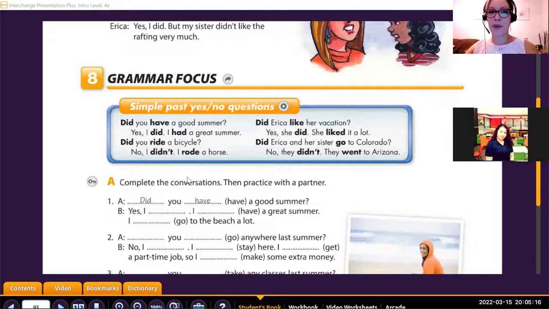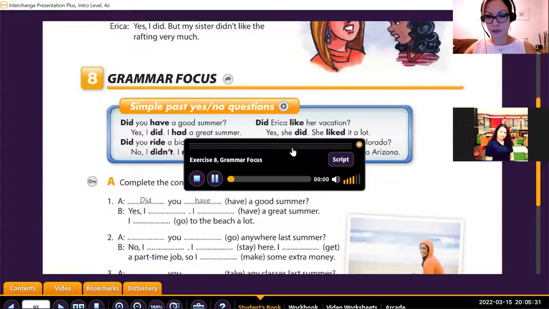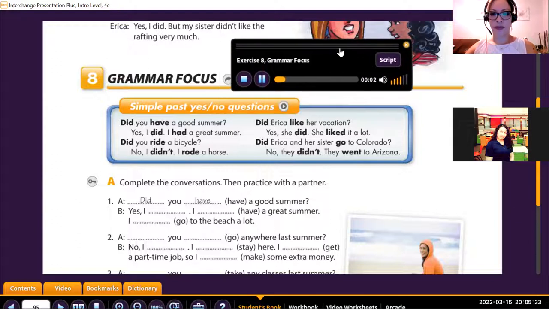Entonces voy a poner el audio del Grammar Focus para que puedan practicar pronunciación y repetir en casa. Quiero compartir sonido. Aquí está. Ok. Let's practice. Page 95. Exercise 8, Grammar Focus. Simple past yes-no questions.